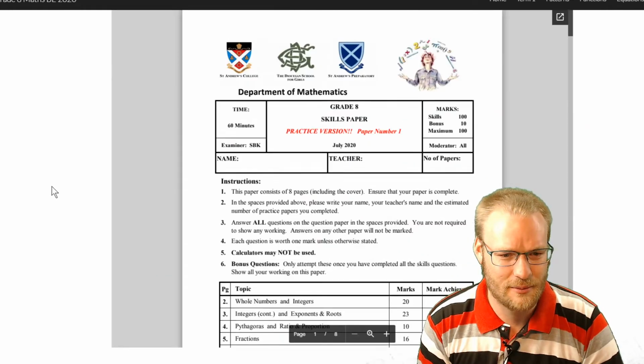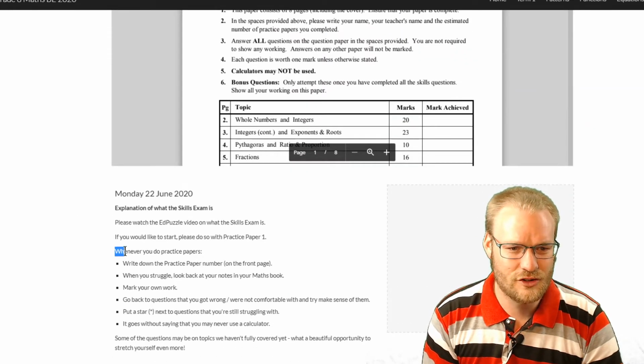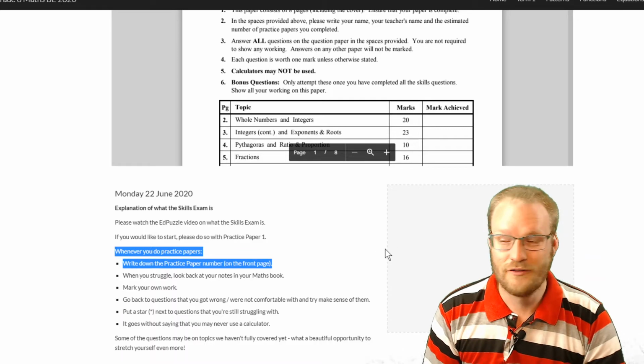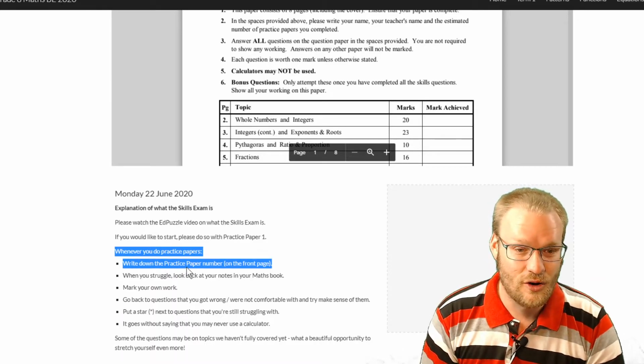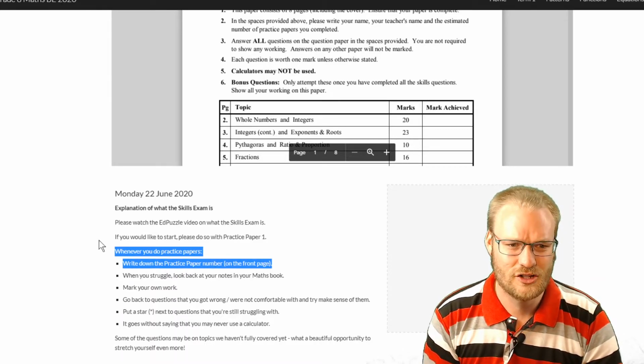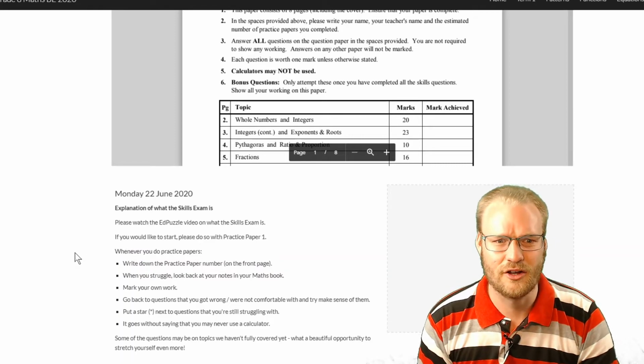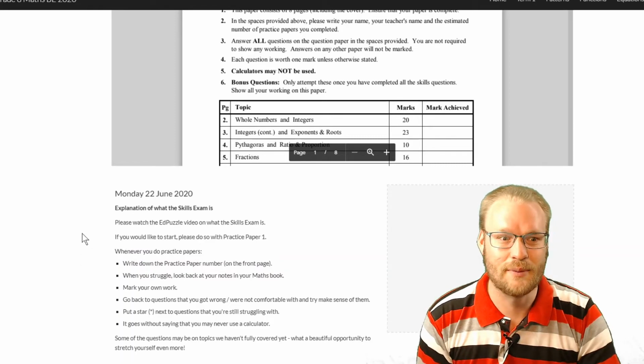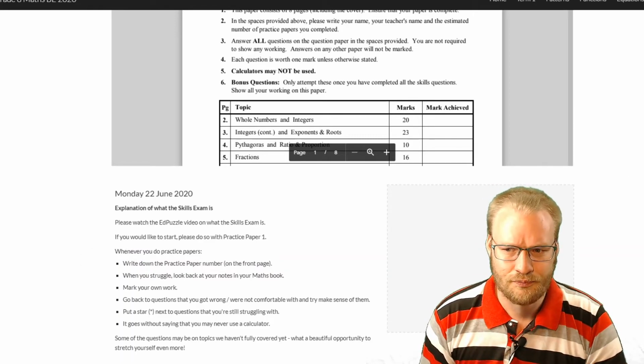And the first thing I'm going to ask you is, whenever you do these practice papers, first thing to do is write down which paper you're doing. Just means that I can see, oh, you're on paper 3. I can open up paper 3 and look at the same question.